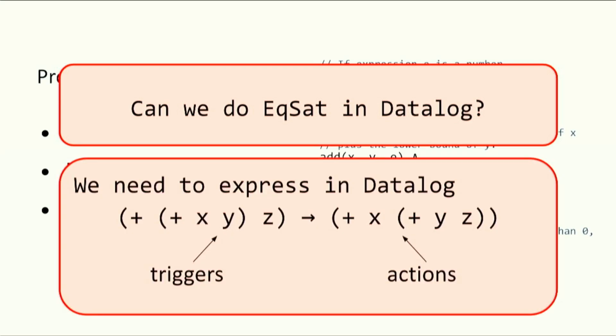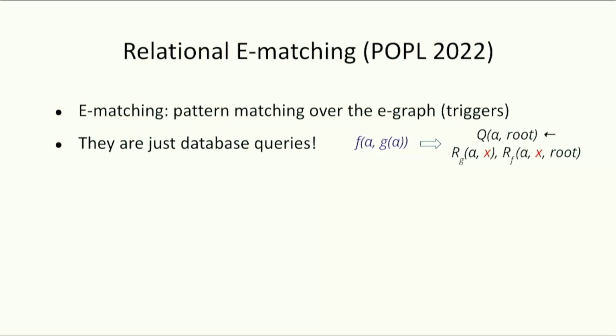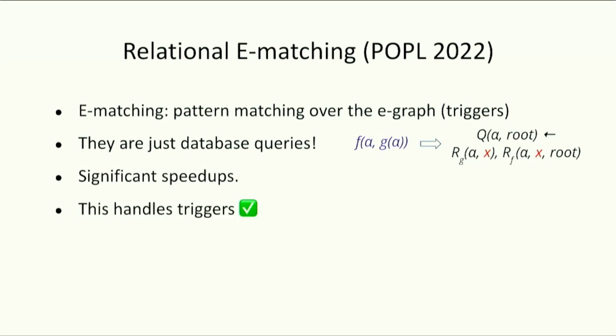To do this, we need to express both the triggers, which are these left-hand sides, and the actions, which are these right-hand sides, in Datalog. Our previous work on relational e-matching shows the first half of the story. E-matching is the problem of doing pattern matching over the e-graph. In that work, we show that they are just database queries. And this actually gives us significant speedups. It handles the trigger part of the story.